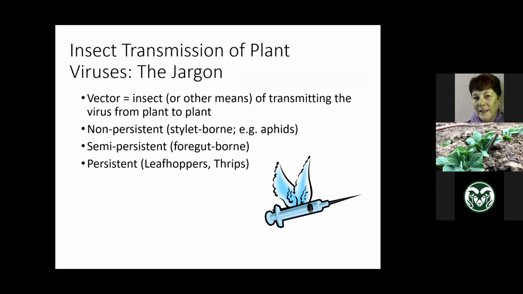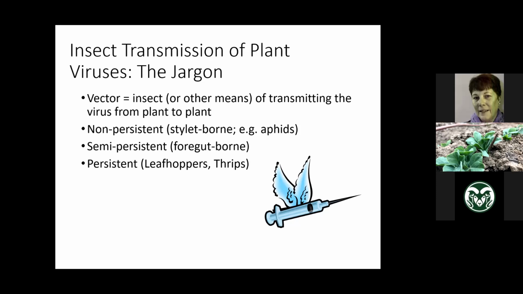Semi-persistent would be something where the virus has to get into the foregut of the insect before it can be transmitted back out. So usually they can transmit within an hour to 24 hours. Persistent transmission is like leafhoppers and thrips, where the insect picks it up and it has to go completely through their system before they can infect a plant with it. It could be anywhere from a couple of days to a week before they can transmit the virus again.